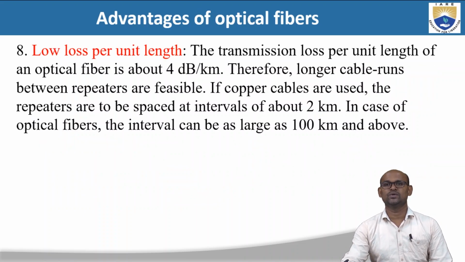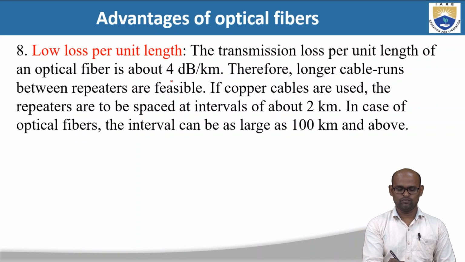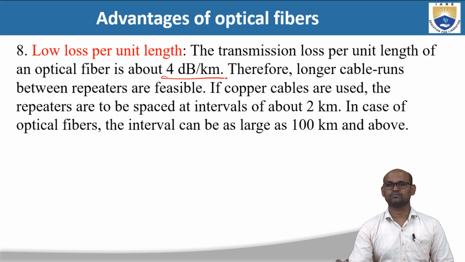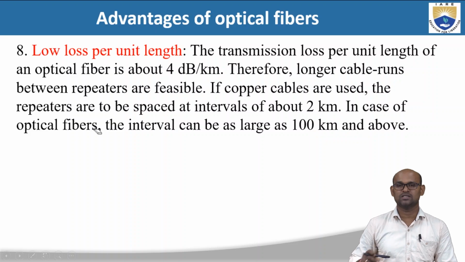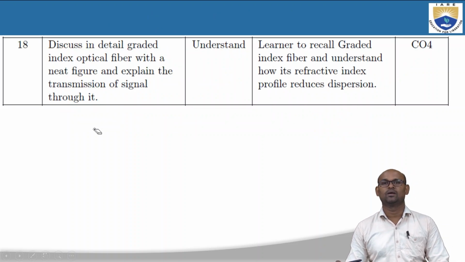Low loss per unit length. The transmission loss per unit length of optical fiber is around 4 decibels per kilometer. Therefore, longer cable runs between repeaters are feasible. If copper cables are used, the repeaters have to be spaced at intervals of 2 kilometers. In the case of optical fiber, the interval can be around 100 kilometers. So loss of signal is also very less.